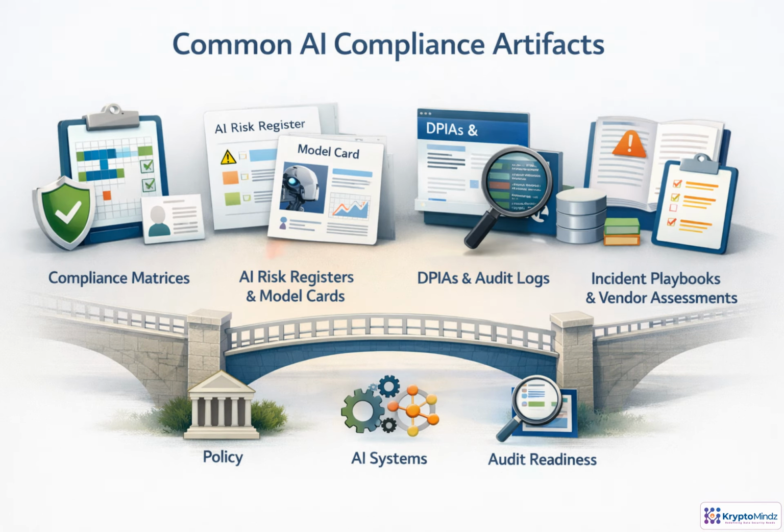Compliance becomes real when it leaves policy documents and turns into artifacts teams can inspect. Matrices connect obligations to controls, owners, and evidence. Risk registers and model cards explain what the AI system does, where it can fail, and how risks are managed. DPIAs, audit logs, and repositories preserve traceability. Playbooks and vendor questionnaires prepare the organization for incidents and third-party scrutiny. Together, these artifacts bridge governance intent, technical execution, and audit readiness.